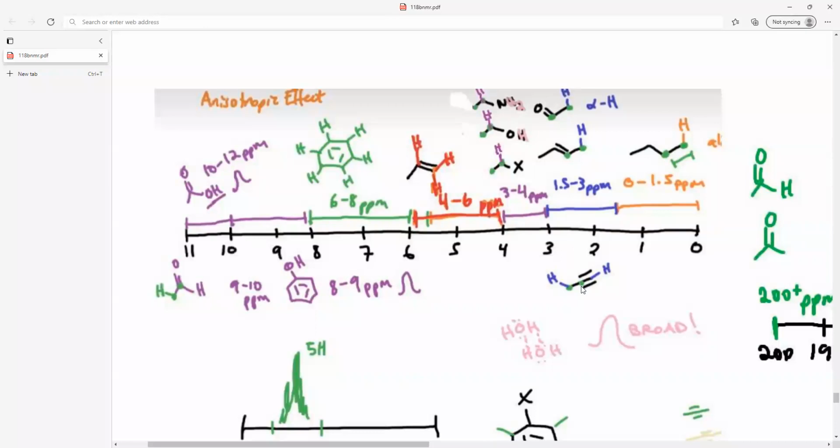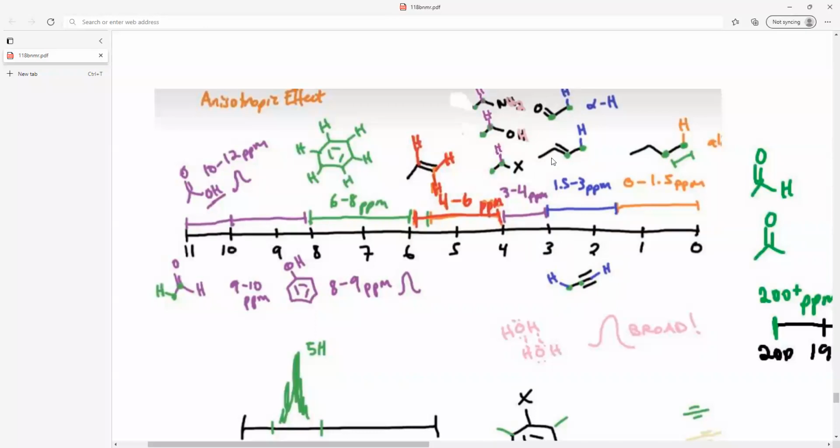Actually, in this case, sp3, the most deshielded or most electronegative carbon possible, still shows up about 2 to 3. The alkyne proton also shows up here, which is a little bit interesting, but I don't think it's a hard one to remember. You just remember, next to a pi bond, and then for the alkyne, actually on the pi bond, the hydrogen shows up there as well. Okay, so that's this region here.